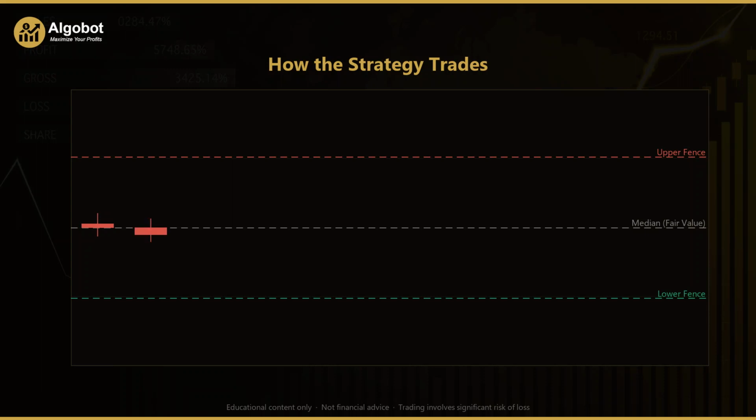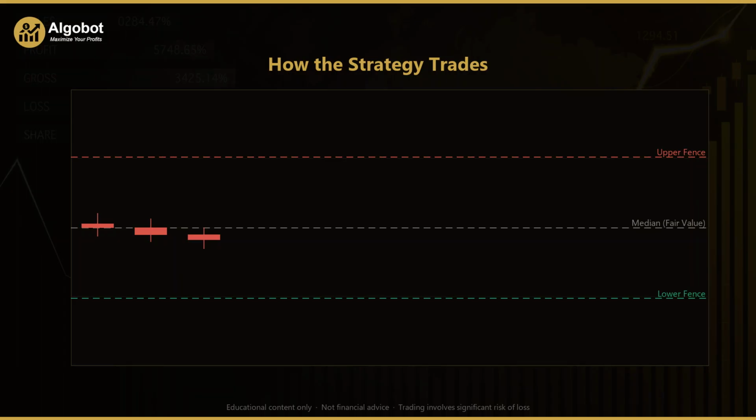Let's bring this to life on the chart. Across the price, you can see 3 dashed reference lines drawn from the strategy's own math. The middle line is the median, the fair value at the center of recent trade. Above it sits the upper fence, and below it sits the lower fence, each placed 1.5 times the interquartile range away from the quartiles. Notice how flat those lines are.